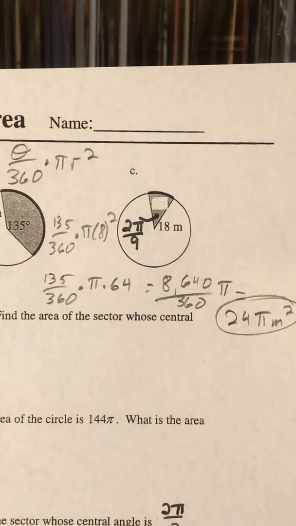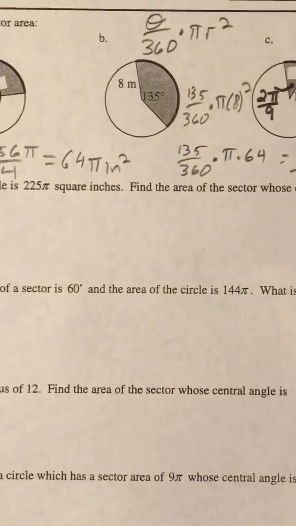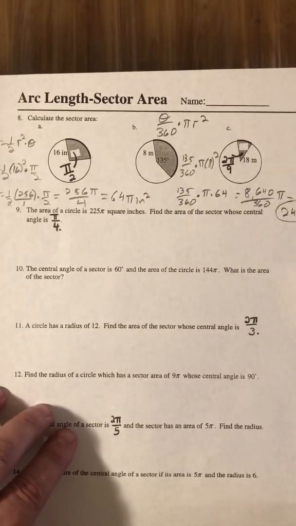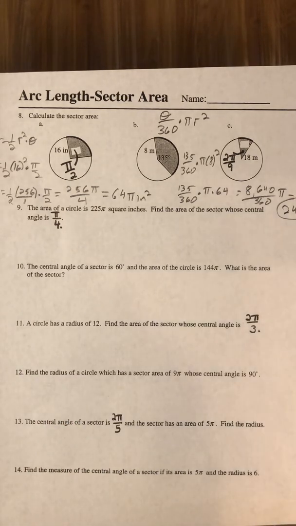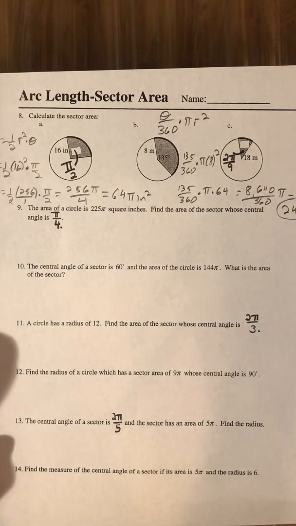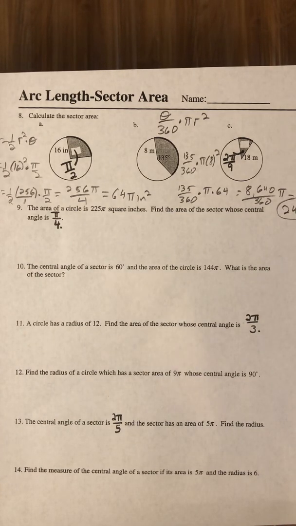All right, so number 9, that's another one of those examples where we're given the area of a circle, and now it says find a sector area. The area of a circle is 225 pi square inches. Find the area of a sector whose central angle is pi over 4.